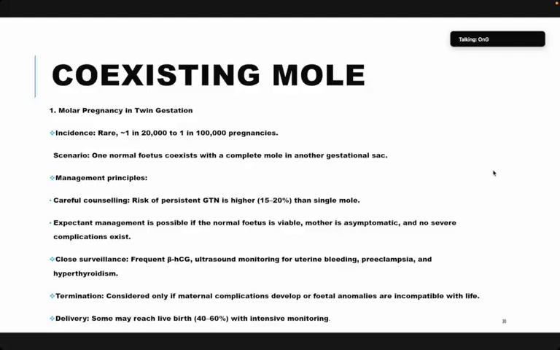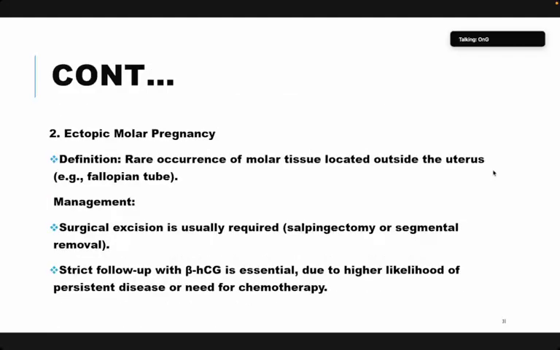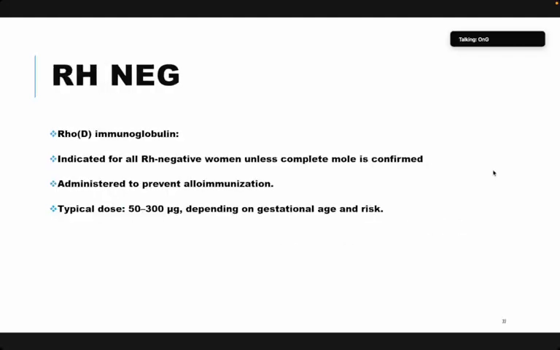You only consider termination if there's maternal complication or if the fetus has anomalies that are not compatible with life. But they can reach live birth in about 40 to 60% with intensive monitoring. Now, if the mole is an ectopic, the management is surgical excision like you do with any ectopic, but there still needs to be strict follow-up of HCG because of the likelihood of persistent disease needing chemotherapy.